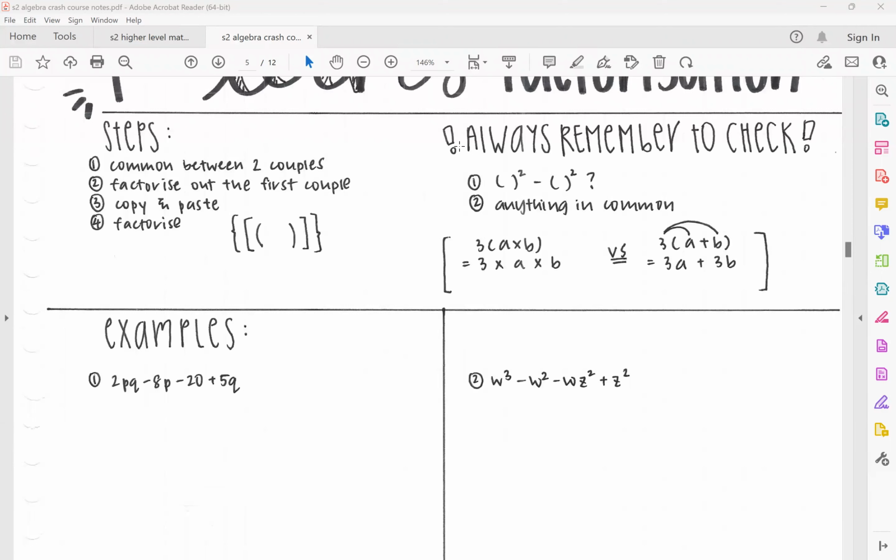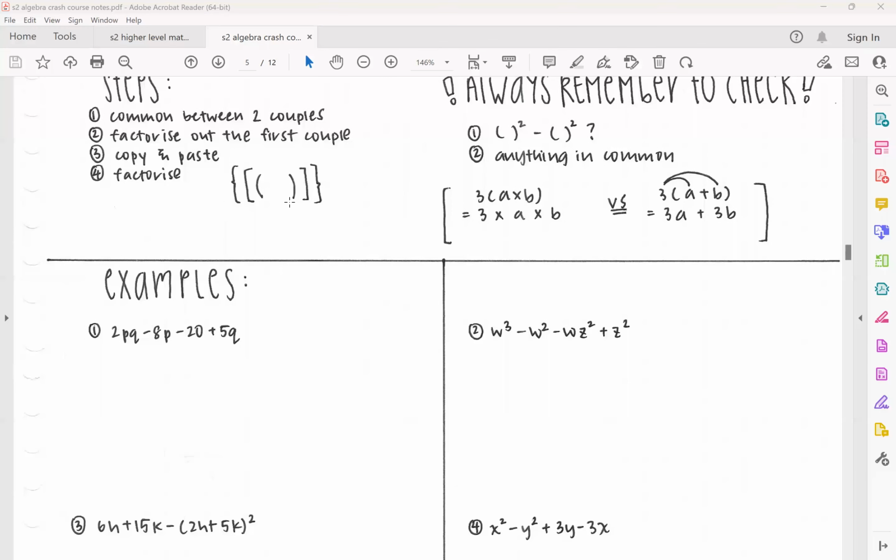Now, in 4-term factorization, we always want to find our couple. It's like imagine you have 4 people going out. You want to find a couple and a couple, to group them together. But in order to group couples together, they must have something in common. If they have nothing in common, would they be a couple? Would they be grouped together? No, right? You must have something in common in order to be grouped together. Then we'll factorize out the couple, then we'll copy paste, and then we'll factorize. So I'll explain to you all what these steps are in a moment.